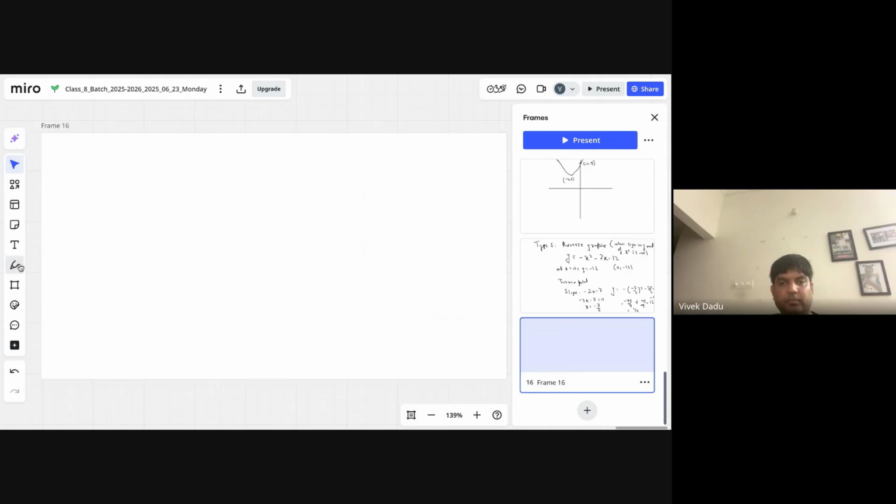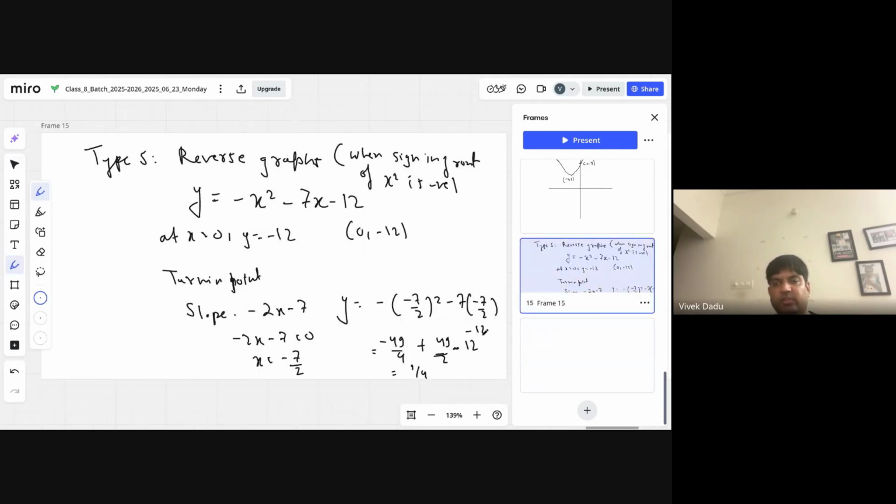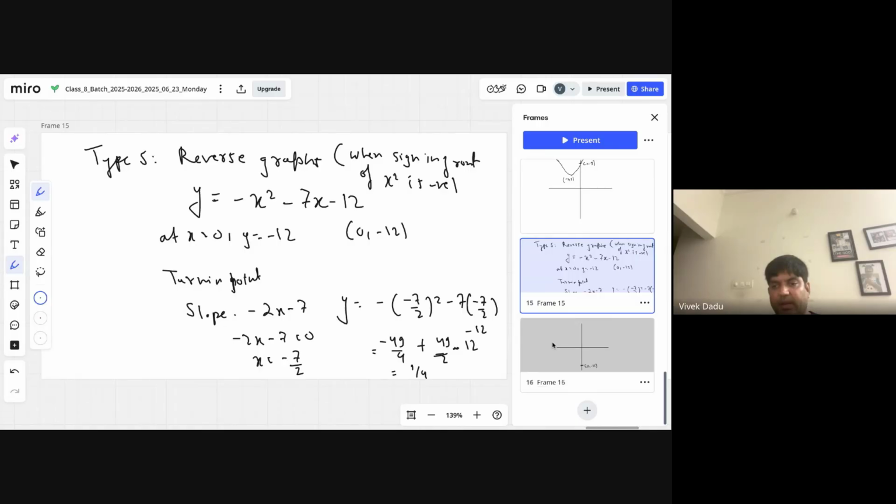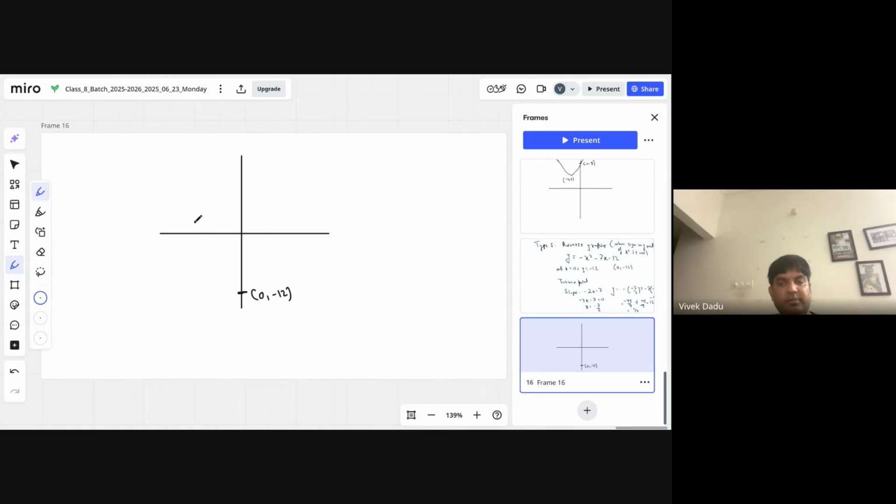So now you can plot the graph. You will know it's reverse. 0 comma minus 12 comes here. And this guy, minus 7 by 2 comma 1 by 4, will be here. If you plot correctly, you will realize that it will be an upside-down graph. Is it cutting the x-axis? So you will have to find.